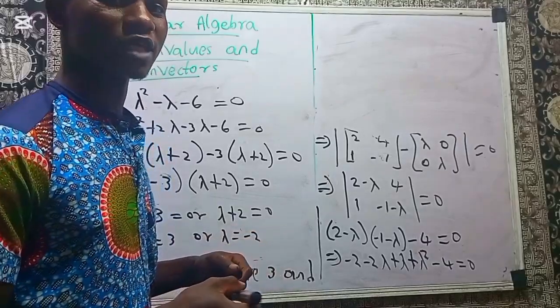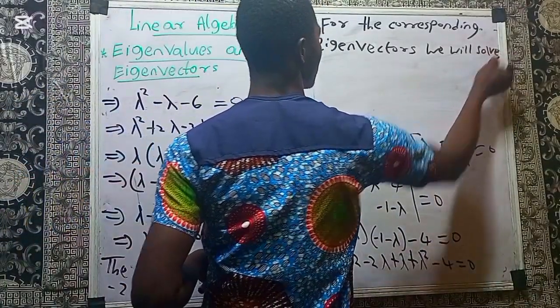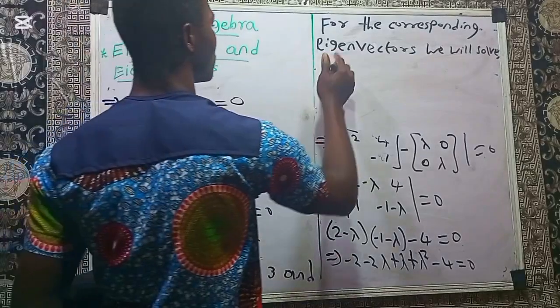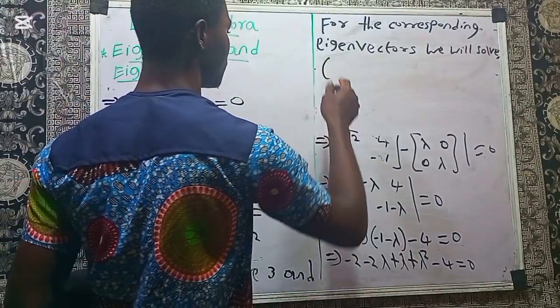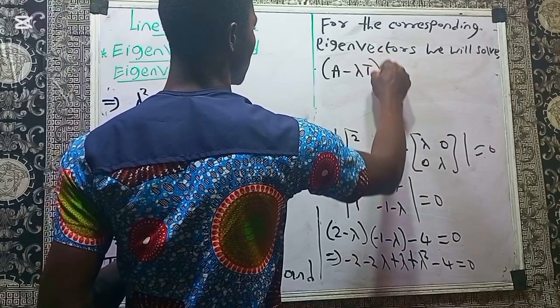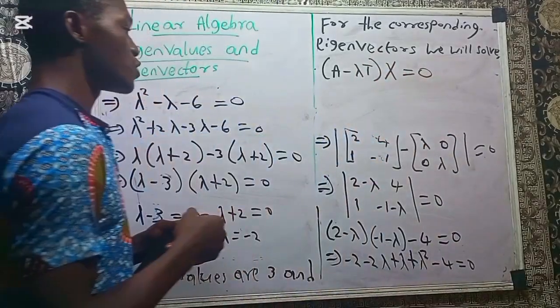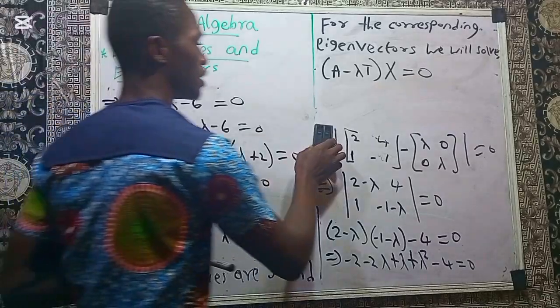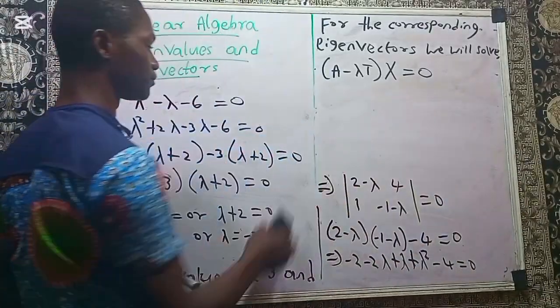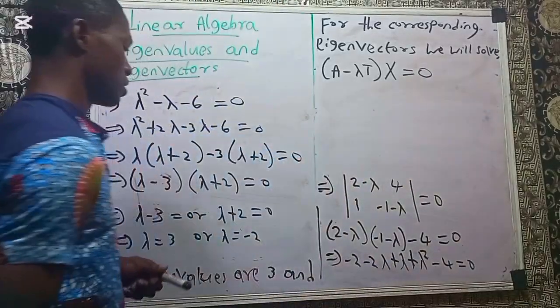So next is to get the corresponding eigenvectors. For us to find the corresponding eigenvectors, we will solve this equation: A minus lambda I multiplied by capital X equated to 0. So this is the equation we are going to solve. As we saw in our previous video, we use this equation, right?